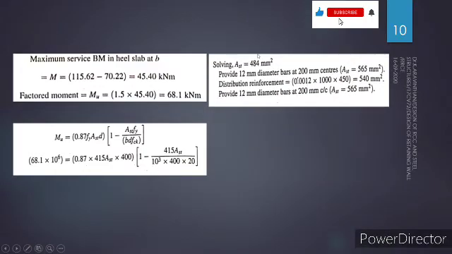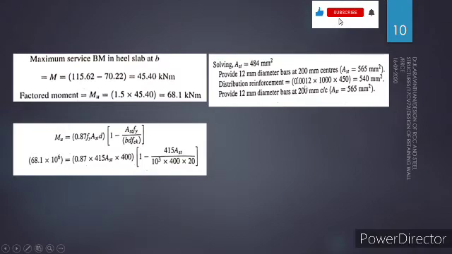Hence, you will get the AST of 484 mm square. If you solve this, you will get AST, and for this you provide a 12 mm dia bar at a distance of 200 mm center to center. You will get 585, which is provided, while the required is lower, and this provided reinforcement is higher. Hence, after that main reinforcement, you can go for the distribution bar.